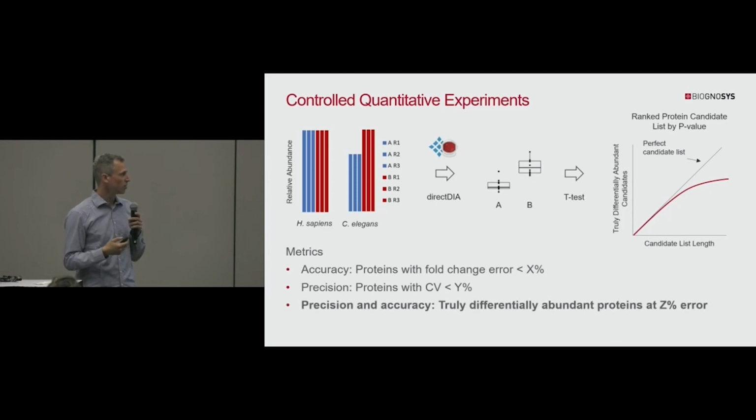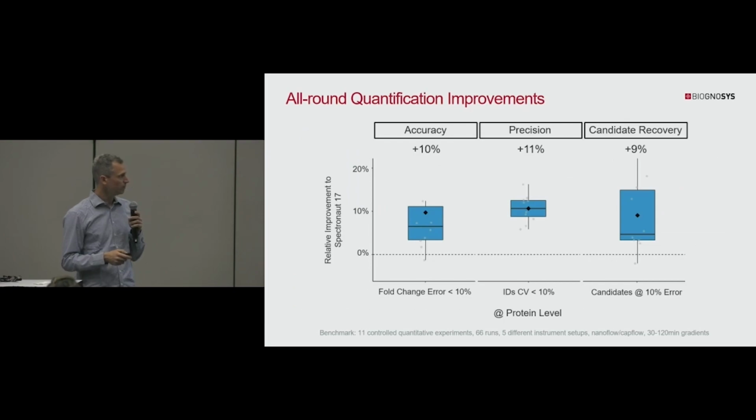And then we can use the combination of the two, which is our most powerful benchmark, which is how many truly differentially abundant proteins do we have with an error rate of Z%. And here you can see the results that we got from Spectronaut 18 compared to 17. We again have quite significant quantification improvements in terms of accuracy, in terms of precision, but most importantly also in terms of candidate recovery at 10% error rate. So we are really happy about that because it's quite a significant improvement.